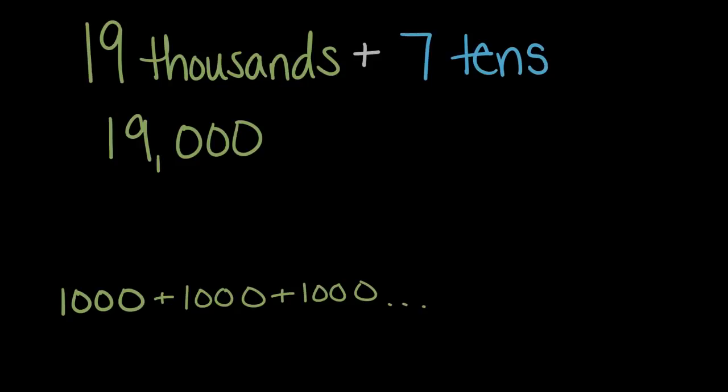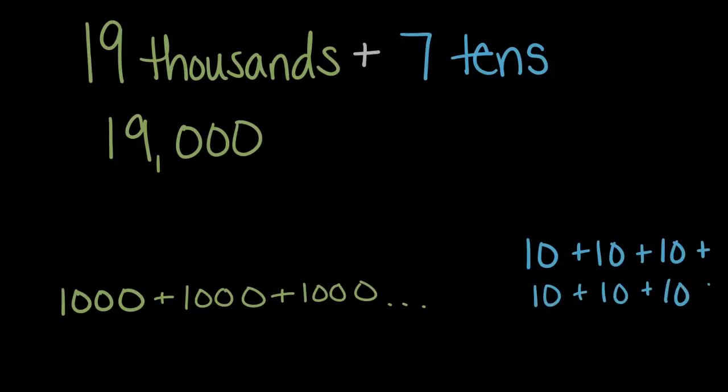And then 7 tens, same thing. We could have 7 tens. We could have 10 7 times. So 10 plus another 10 plus another 10. And this one's a little simpler to do than the 19. We only have to list 7 tens this time. That's 6 tens and there's 7 tens. So 7 tens would be literally 7 tens, or 10, 20, 30, 40, 50, 60, 70. So 7 tens is 70.